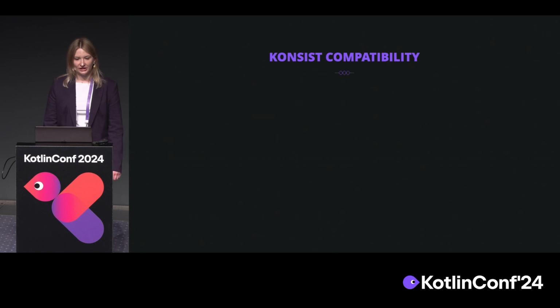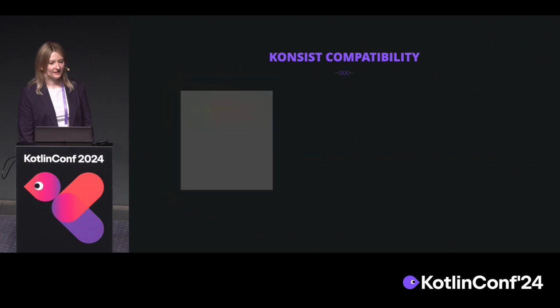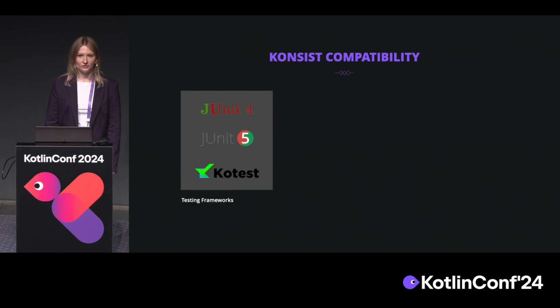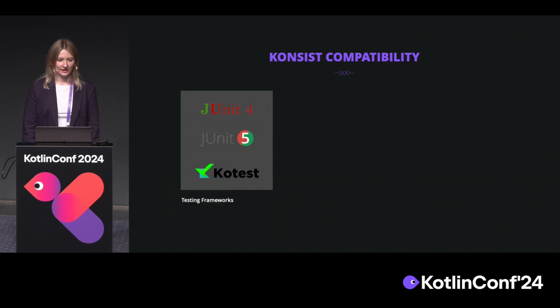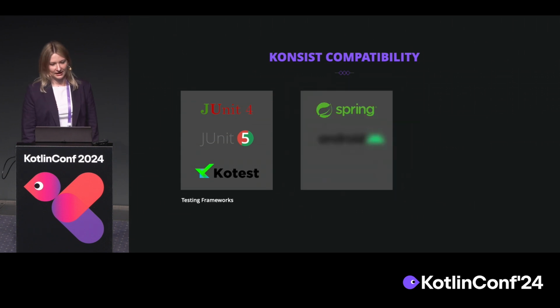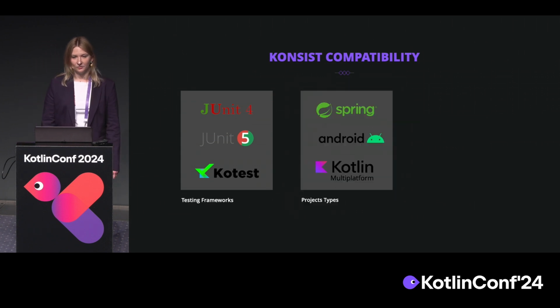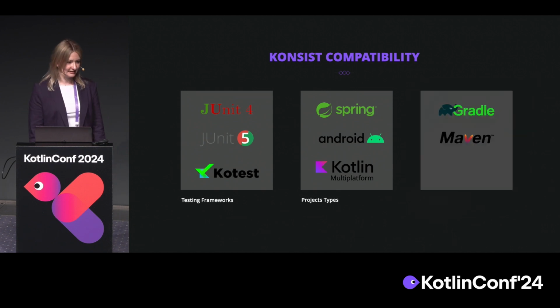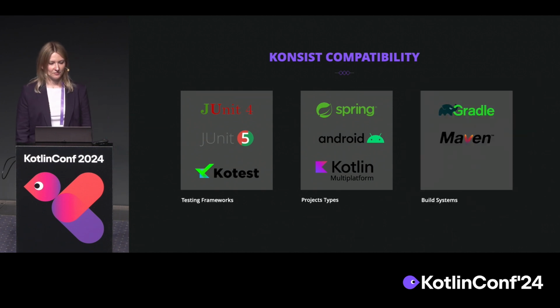Konsist offers smooth integration with leading testing libraries executing Kotlin code. Konsist has first-class support for JUnit 4, JUnit 5, and KoTest. Konsist also supports various project types, including Spring, Android, and Kotlin Multiplatform. Konsist is compatible with popular build systems such as Gradle and Maven.